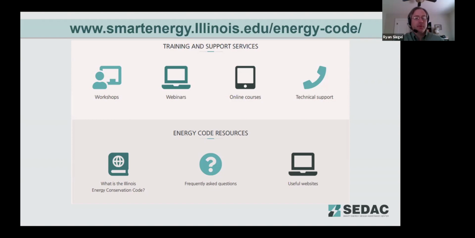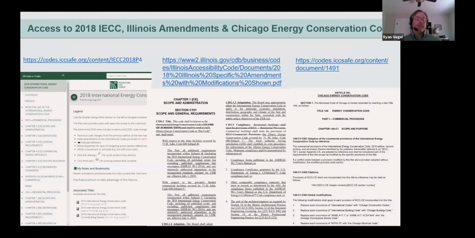We also have several other resources, including some explanations about the Illinois Energy Conservation Code, several frequently asked questions, and links to several useful websites. This is very useful for links to the International Energy Conservation Code, which is the basis of the Illinois Energy Conservation Code, Illinois amendments, and the Chicago Energy Conservation Code. So rather than trying to recall a big long string of a web address, again, you can come to our website, cdac.org/energy-code.